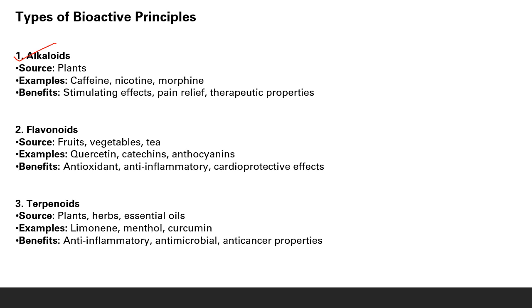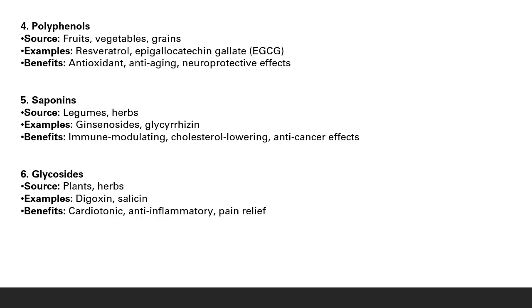Then third one is terpenoids. Again the source is plants, herbs, or essential oils. For example, limonene, menthol, curcumin, these are the terpenoids, and they also have anti-inflammatory, antimicrobial, anti-cancer properties. So you can see we have different bioactive principles, and each one has a different benefit. Depending on the benefit, we can use them for our health purpose.